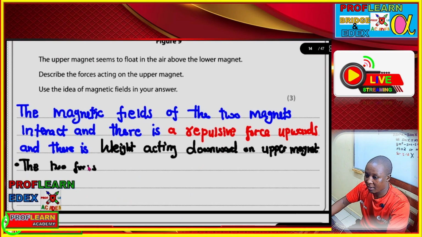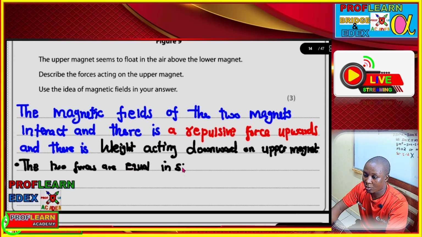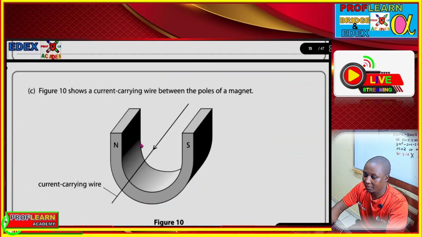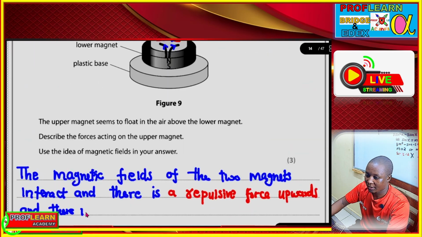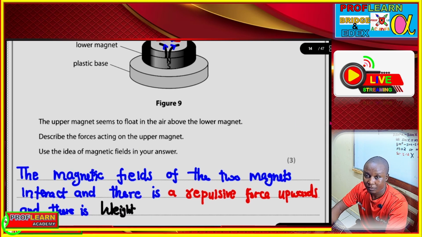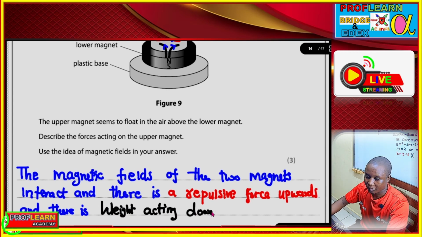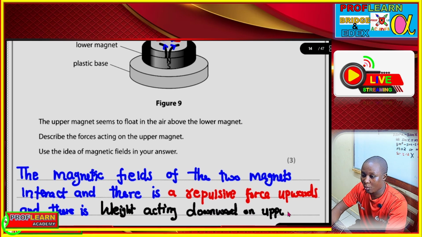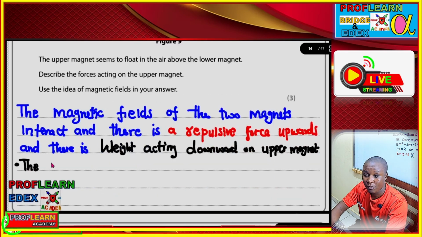I believe that is okay. The two forces are equal in size. If the two forces, the weight and the repulsive force, are equal in size, then they are going to be balanced. And when they are balanced, the upper magnet is going to float.